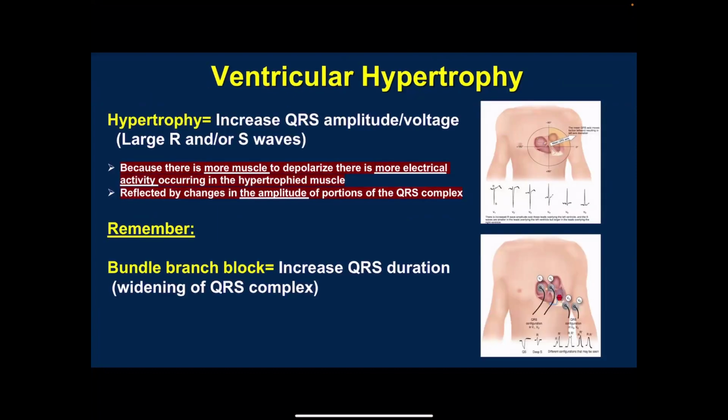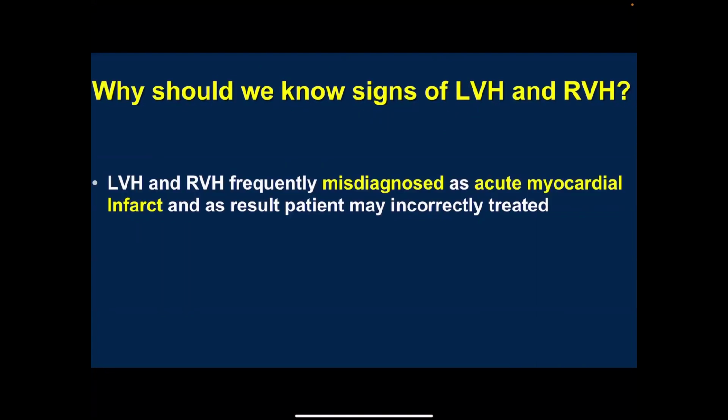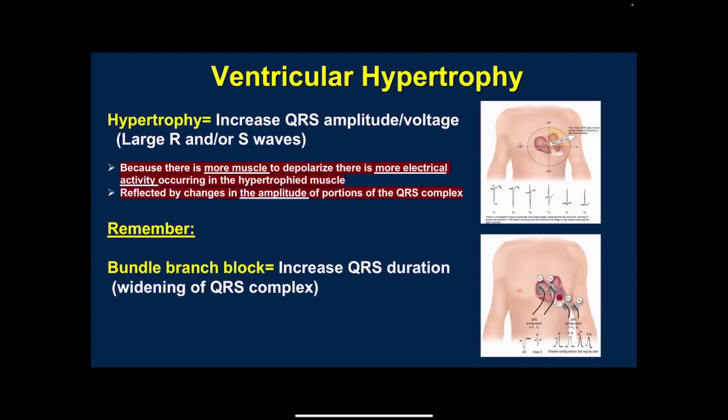Okay, what's the difference between a bundle branch block and ventricular hypertrophy? In ventricular hypertrophy, the muscle becomes huge. So it's hypertrophy, so there's more muscle, so the impulse is going to be greater. So the QRS complex is going to be really big.